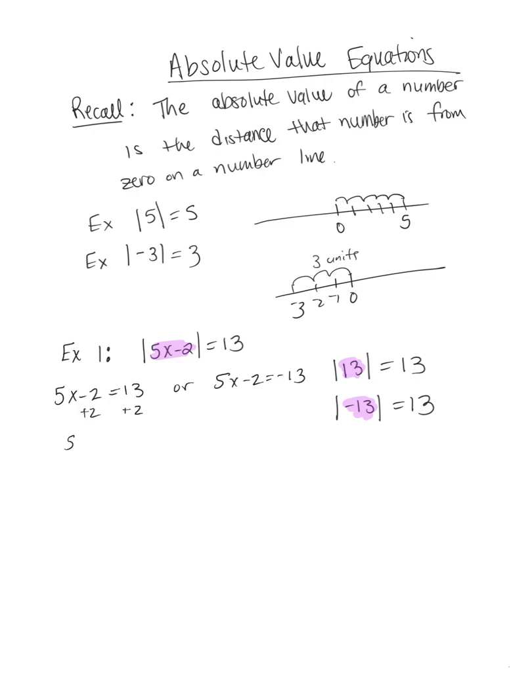Add 2 to both sides, that gives us 15. Divide by 5 on both sides to get x equals 3. So that's our first option. On the other equation, we would add 2 to both sides. That gets us negative 11 equals 5x. And we divide both sides by 5 to get x equals negative 11 over 5.